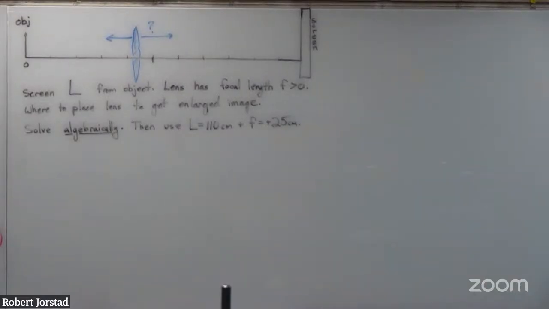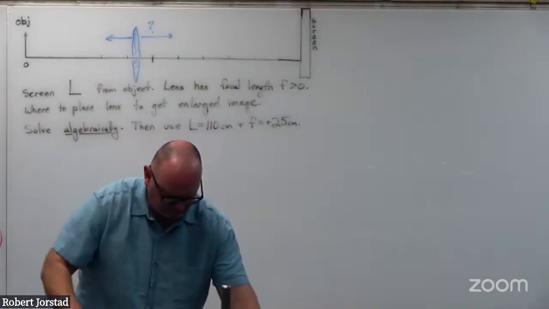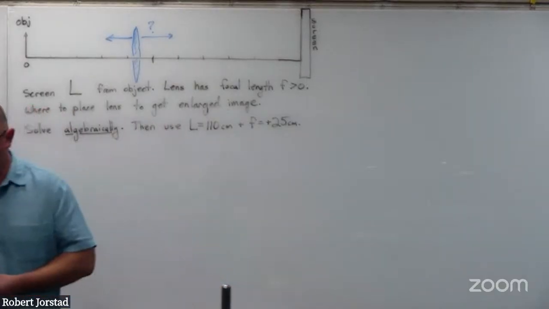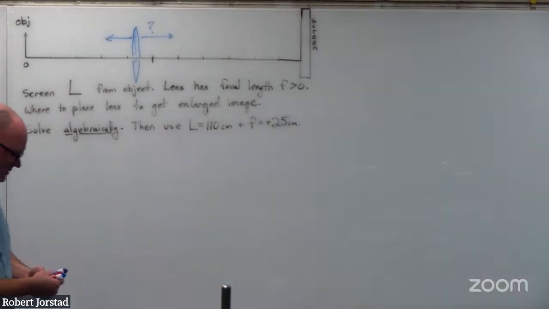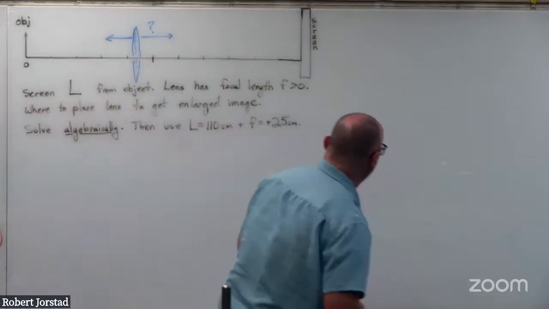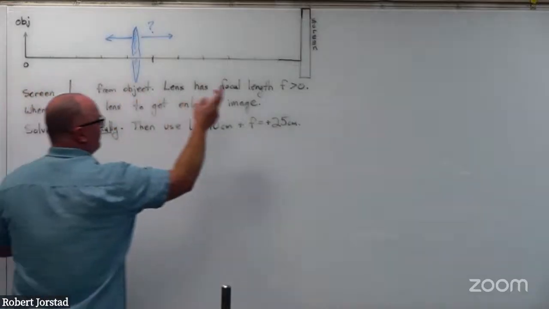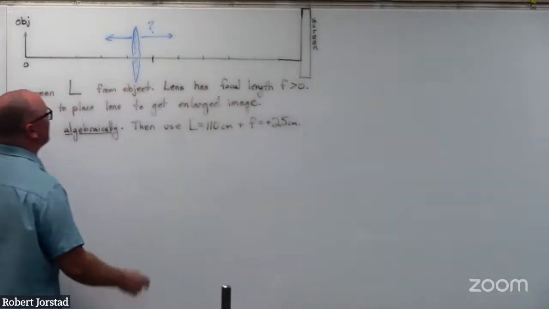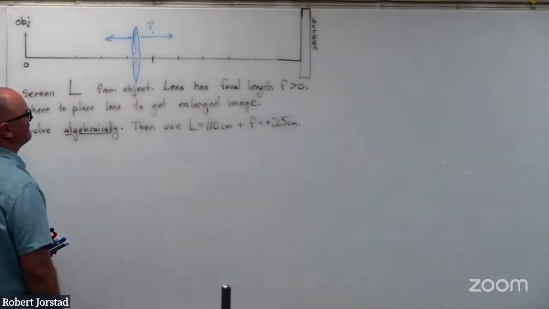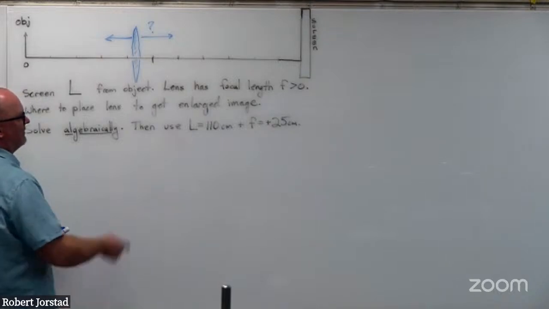All right, so here's the problem that we're looking at. There's all my markers. There's the black marker. Okay, so we have an object at one end. We have a screen at the other end, and then where are we supposed to put this lens so that we get an image on the screen?